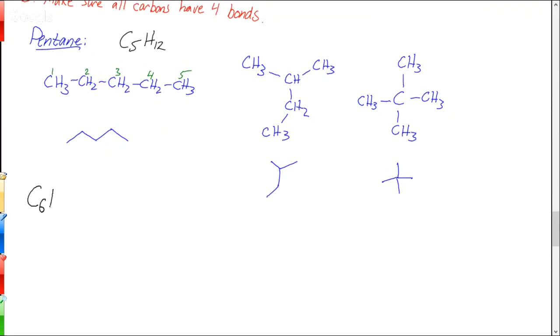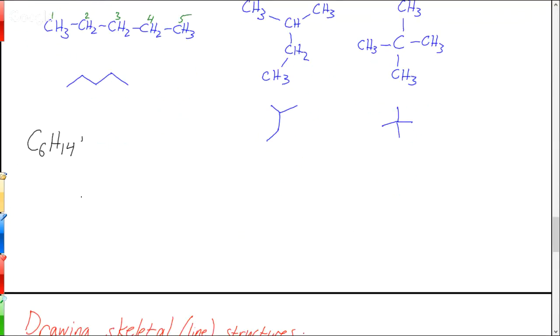which is C6H14. And I want you to see if you can find either alone or in groups, however you want to do it. You can work together, jump around, whatever. Let's see if we can find 5 different molecules with that same molecular formula. And we'll draw them in line or skeletal structures. So see if you can find 5 different structures with the formula C6H14.